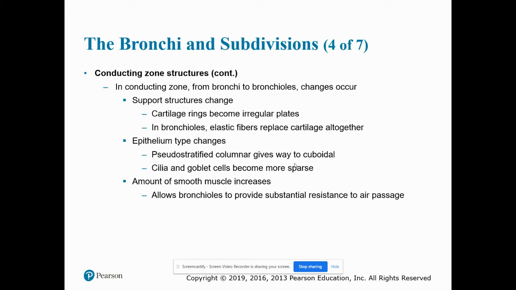So as you move from the bronchi to the bronchioles, a number of changes occur. One is the support structures change. The cartilage rings become irregular plates. In bronchioles, elastic fibers replace cartilage altogether. The epithelium type changes from pseudostratified columnar to cuboidal, and then cilia and goblet cells become more sparse. And then the amount of smooth muscle increases, which is going to allow the bronchioles to provide substantial resistance to air passage.